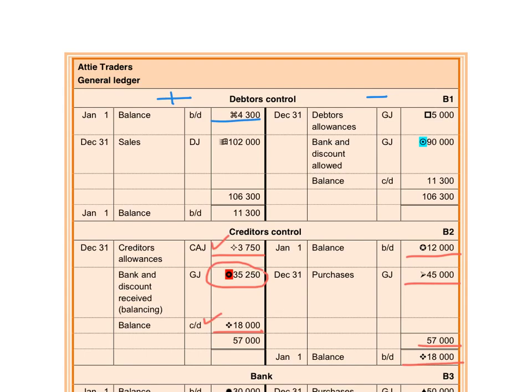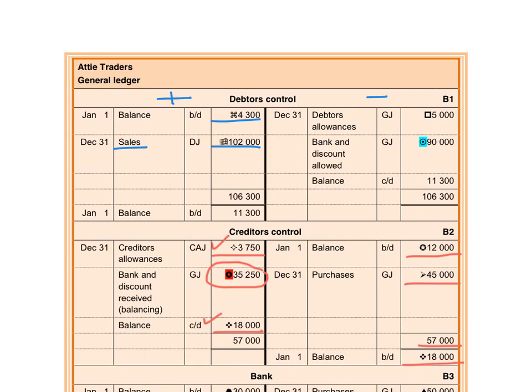When we sold goods to the debtors, we increased the debts of the debtors with the sales amount. So we have to debit the debtors control to indicate that the outstanding amount increased. We will credit the sales account to indicate that the income increased.